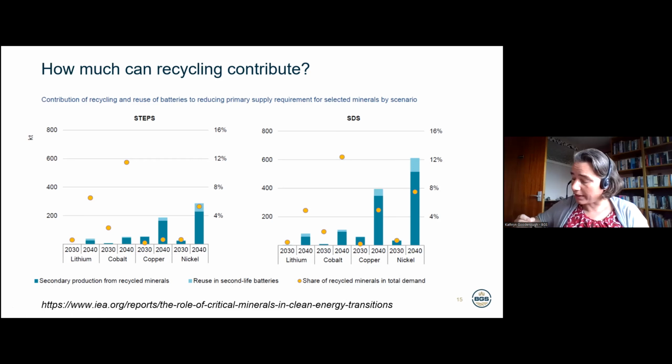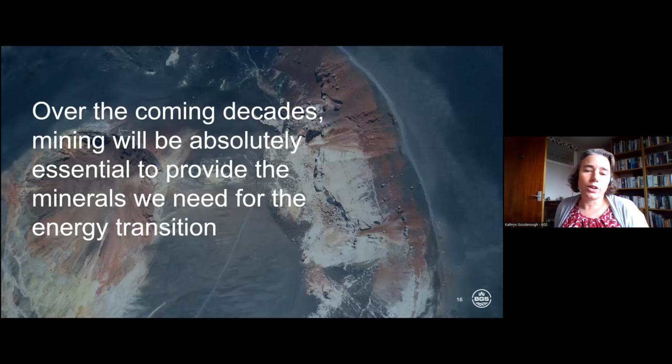So it just shows that we're going to have to take quite some time to get to the point where we have enough material in that circular economy going around being recycled again, that we can have recycling dominant over mining. So the really key point is that over the coming decades, mining is going to be absolutely essential to provide the minerals that we need for the energy transition. So we need more and more of these minerals, and we're going to have to mine them at least for the next 2, 3, 4 decades, after which recycling should become more and more important.